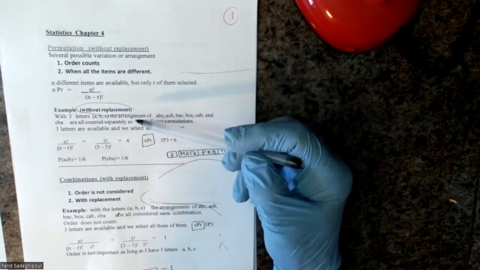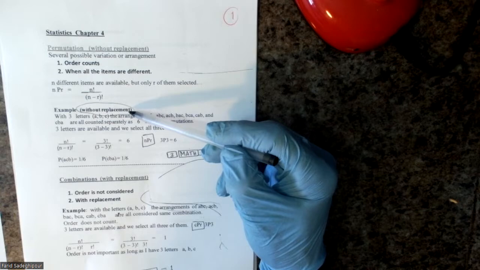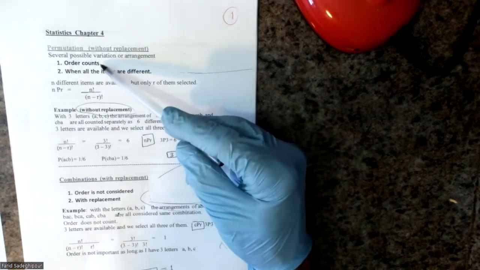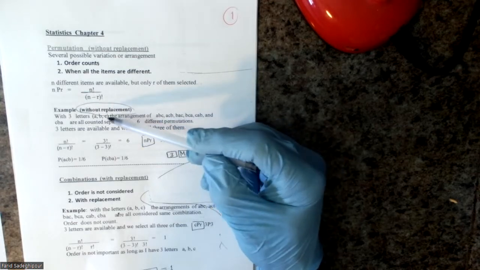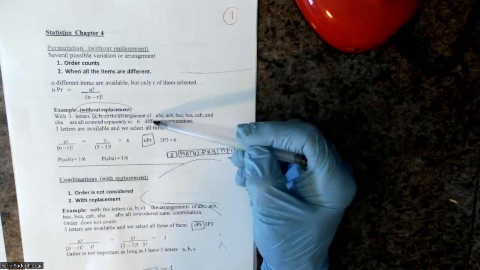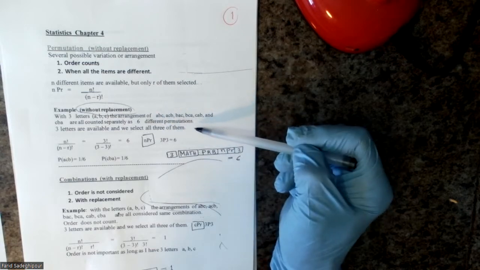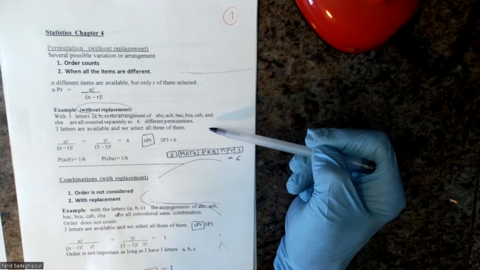The second one is without replacement. Without replacement is the same one, but is the second example. In this example, there are three letters, A, B, C. This is the way you could write it. You could write it in all these different ways. Since the order counts, you have all these possibilities.